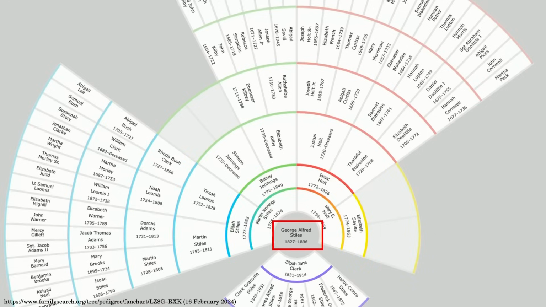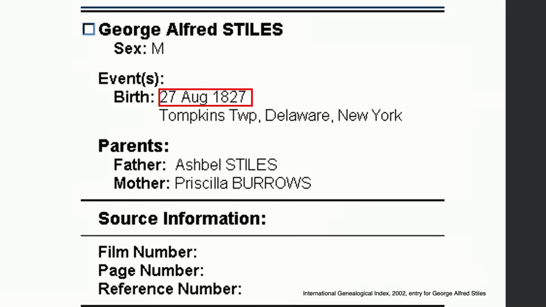And so I proceeded to spend a lot of time building out a wonderful tree for George Stiles, the son of Martin Stiles and Mary Jennings Holt. The tree included all sorts of fascinating ancestors and great documentation, and for probably 15 years, this George Stiles and his ancestors were my ancestors. Until I looked back and realized that there was also an entry for George Alfred Stiles, born August 27, 1827, in Tompkins Township, Delaware County, New York.